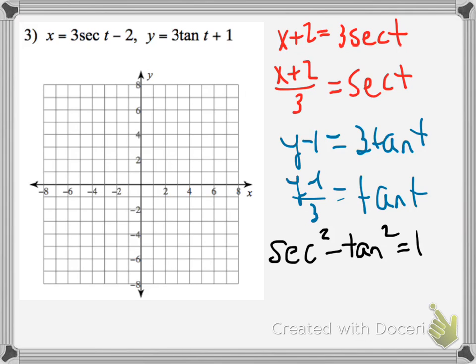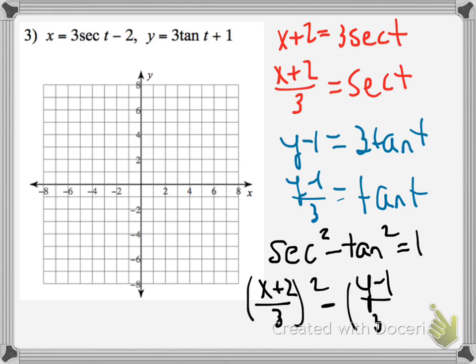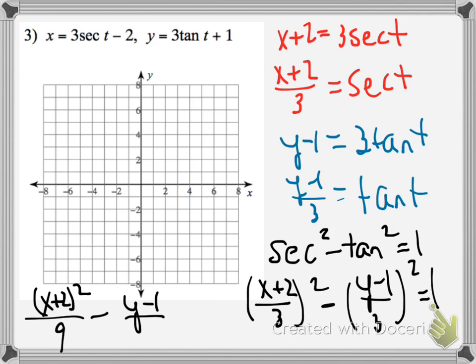So you plug in again. It's the same idea. So you're going to do ((x plus 2) over 3) squared minus the tangent squared, which is ((y minus 1) over 3) squared, equals 1. Okay? So you're going to write (x plus 2) squared over 9 minus (y minus 1) squared, also over 9, your numbers happen to be the same, equals 1. That is a hyperbola. That's it.